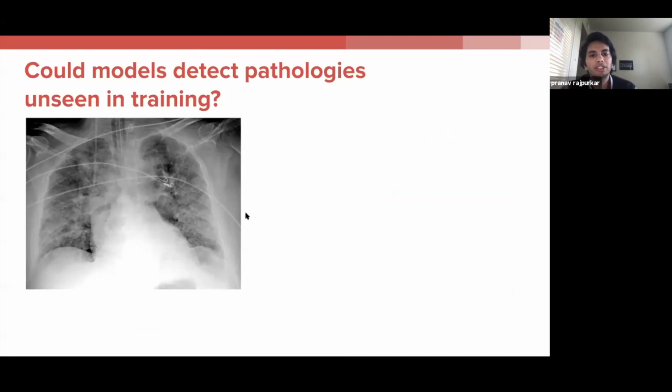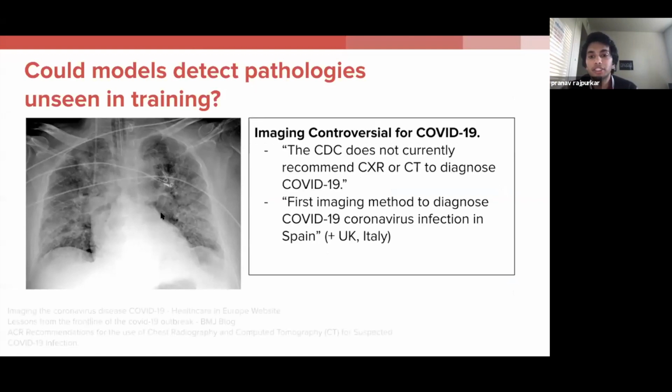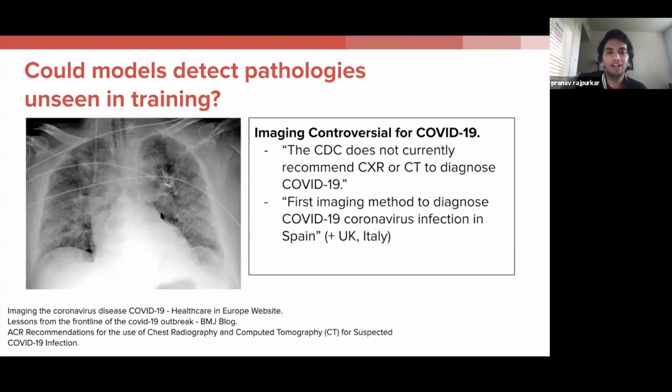So could models detect pathologies unseen in training? Well, gee, what's a pathology which is unseen in training? COVID-19. There's been a lot of controversy over whether chest x-rays are the right thing to be looking at for making a diagnosis of COVID-19. And there's a lot of controversy because there are a lot of differences in the way this has been implemented. So the CDC did not recommend either chest x-rays or CT scans to say someone had COVID.